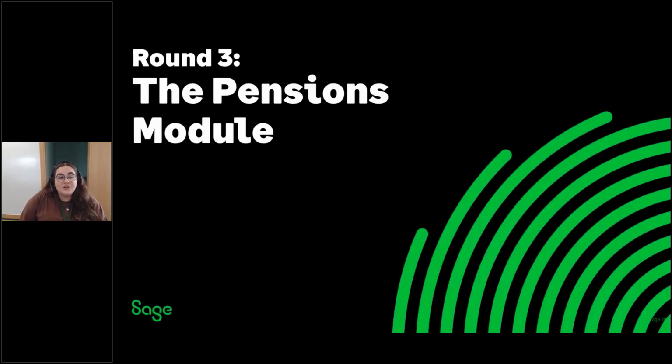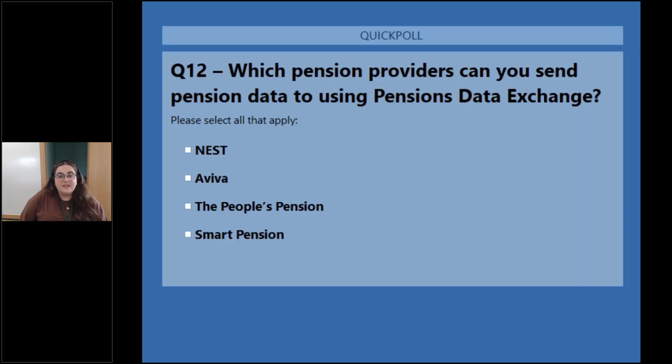And last question of this pensions module round, question number 12. Which pension providers can you send pension data to using the pensions data exchange? This is a multi-select question, so there is more than one answer. Is it Nest, Aviva, the People's Pension, or Smart Pensions?